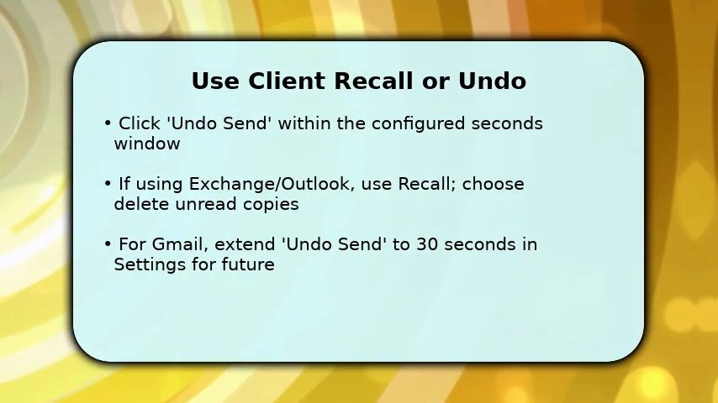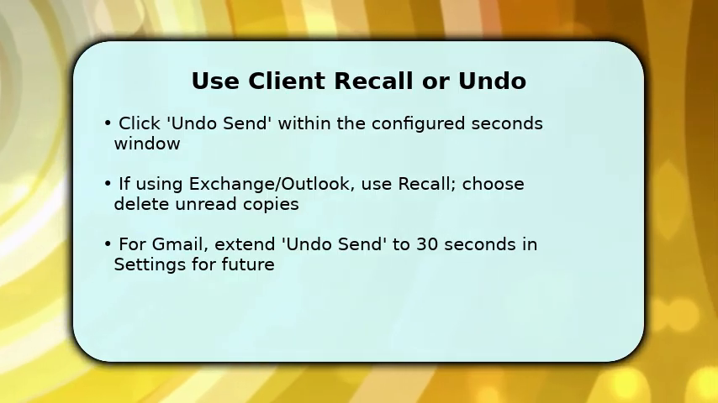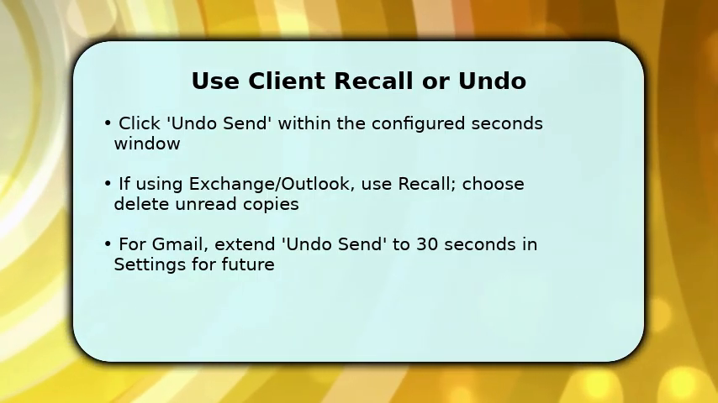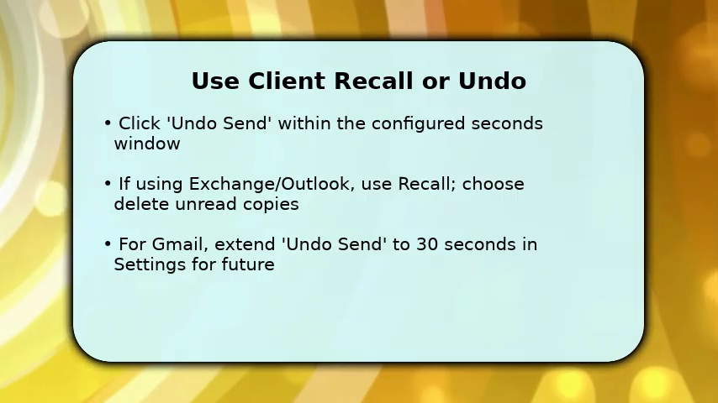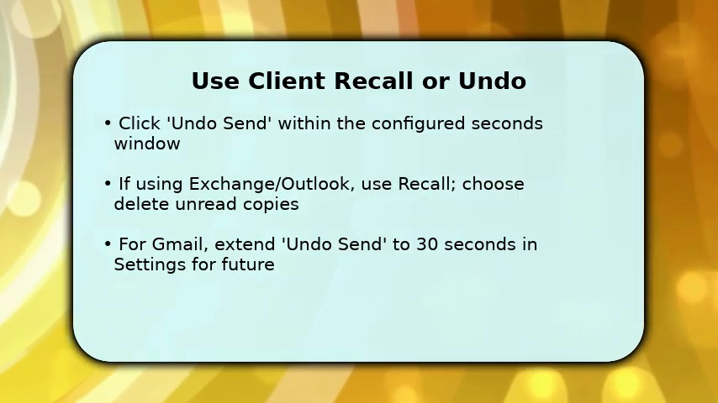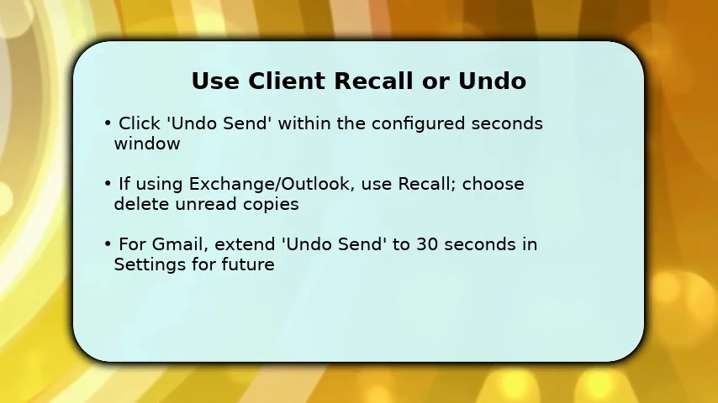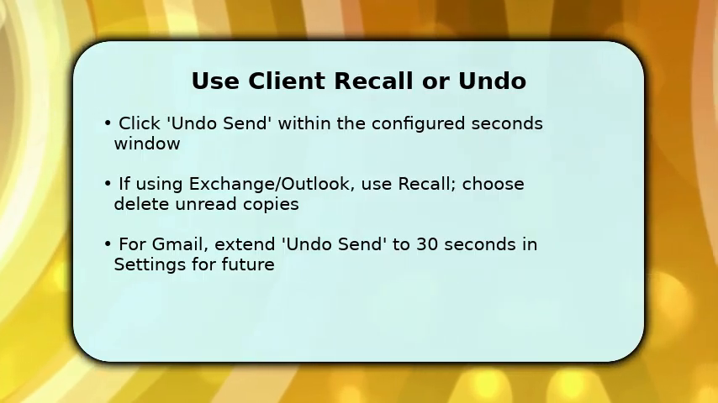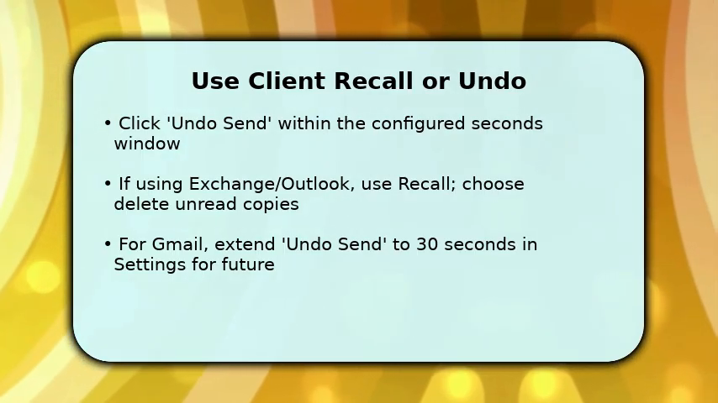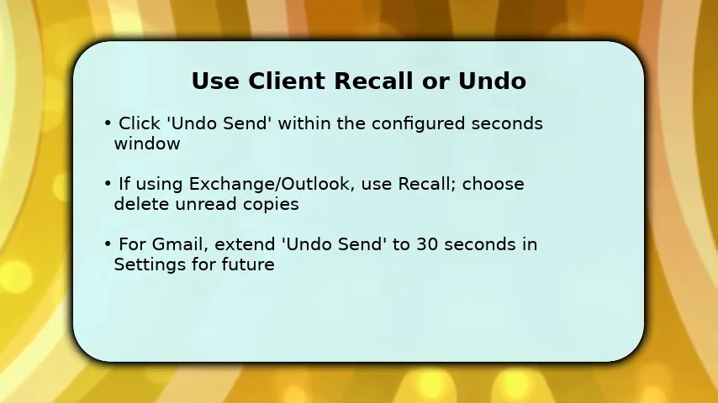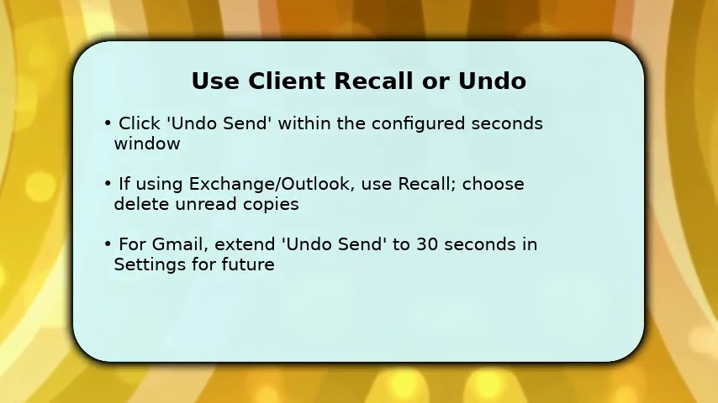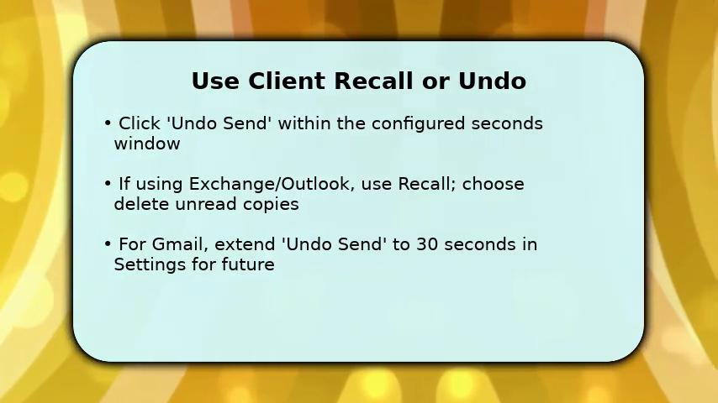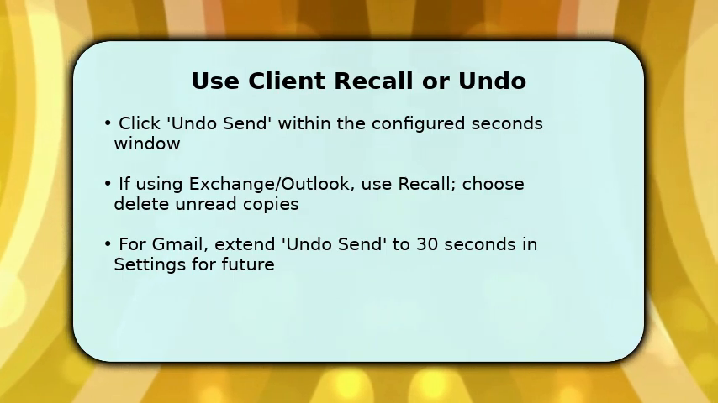For Exchange or Outlook, choose Message Recall and select Delete unread copies and replace if needed. Outlook attempts server-side retraction but depends on recipient settings. For Gmail, Undo simply halts send during the delay. Extend that delay in settings to 30 seconds for future safety. Once done, verify the message disappeared from Outbox so you know the cancel succeeded.